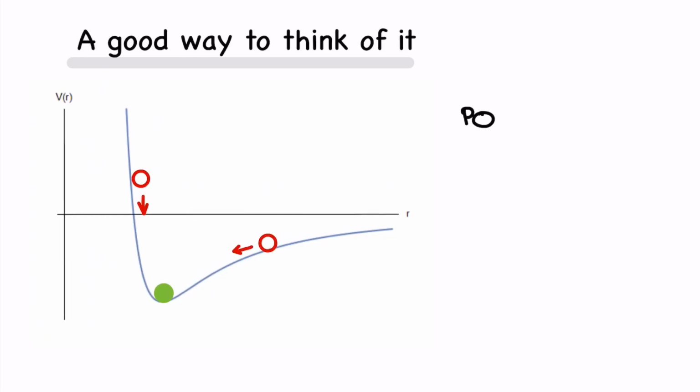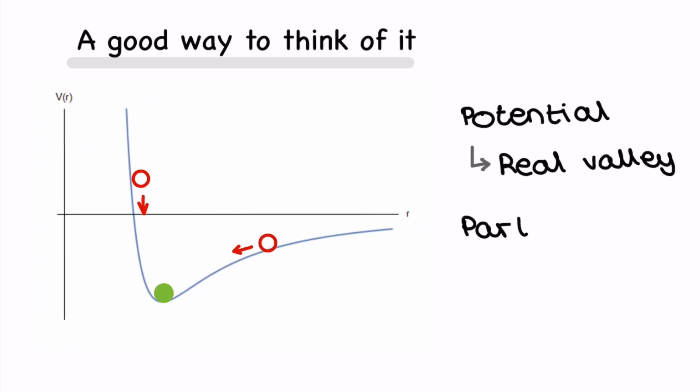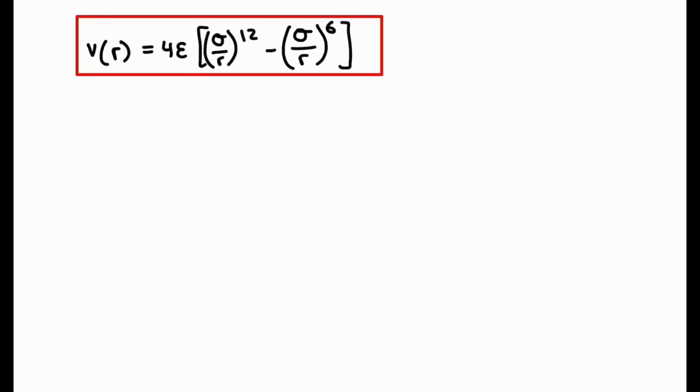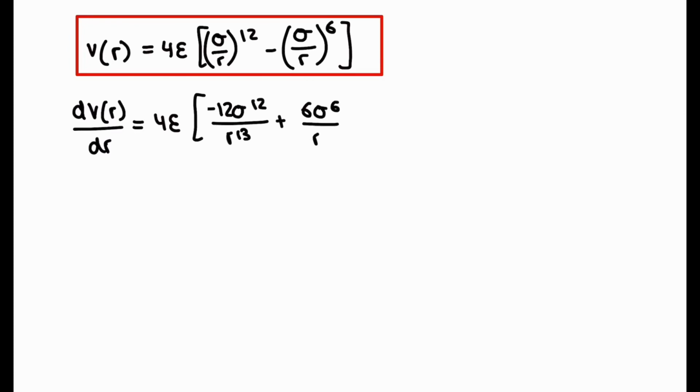A good way to think of it is taking the potential as a real valley and considering the particle as a ball. If the ball is at a very large distance, it will roll slowly towards the bottom of the valley, and if we place a ball at a very small distance, it will roll down to the bottom very quickly. But in either case, it will eventually stop at the bottom. This position is known as the equilibrium position, where the repulsive and attractive forces are equal and the potential is at its lowest. We can find the coordinates of the equilibrium position by working out where the gradient of the line is equal to 0.